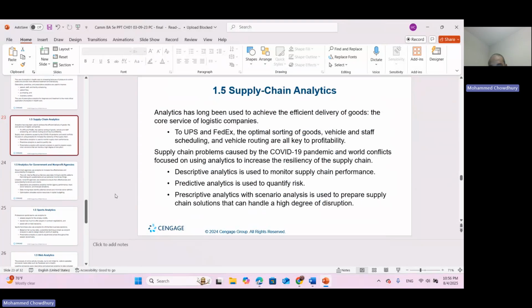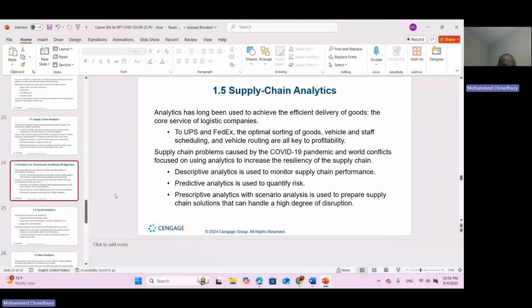predictive modeling. Descriptive analytics is used to monitor supply chain performance. Predictive analytics is used to quantify risk, like how much risk is involved in supply chain management. Is there a high risk of sending the material by this route compared to the existing route? Should we send it by air or by train or by road? Prescriptive analytics with scenario analysis is used to prepare supply chain solutions that can handle a high degree of disruptions.